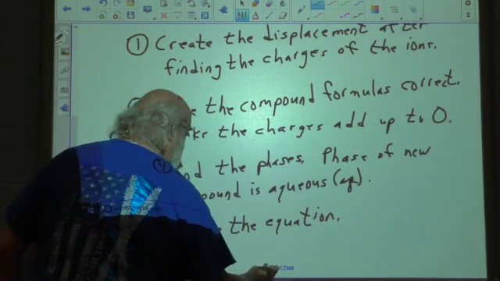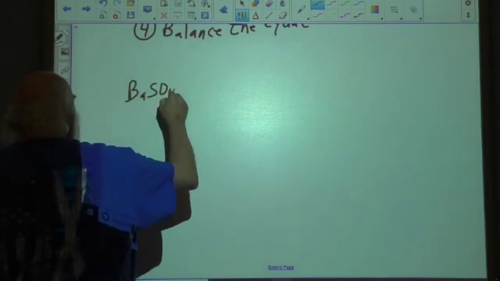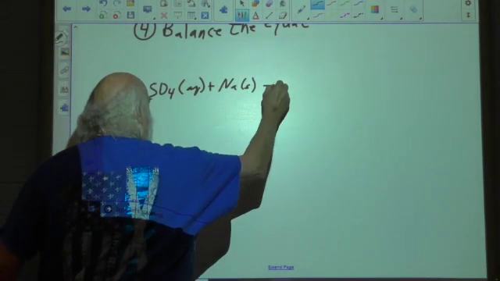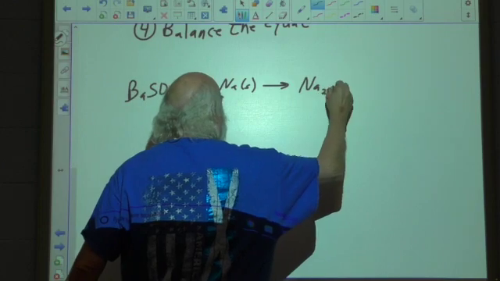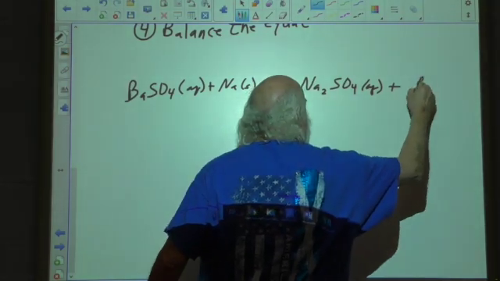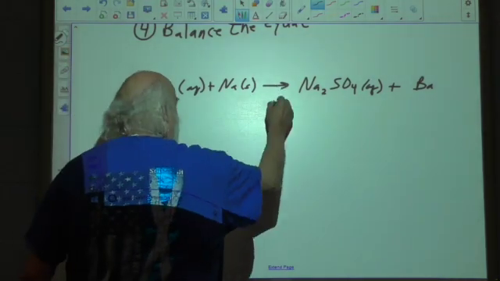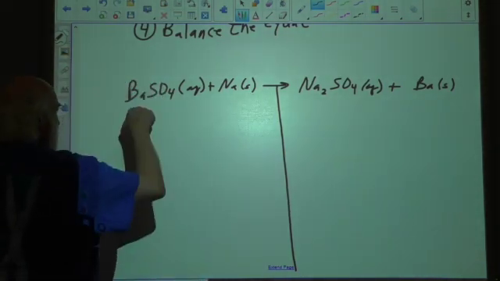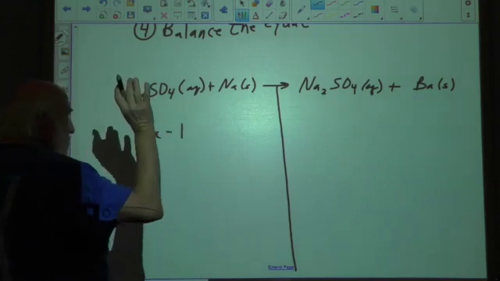I'll show you a little trick with this that will make it pretty easy. But what we have now, this is what we have: barium sulfate aqueous plus Na solid yields Na2SO4 aqueous plus barium, which is solid. We have barium here, with no charges.